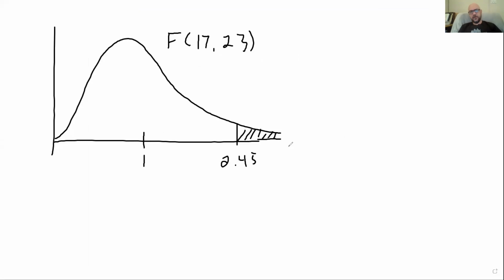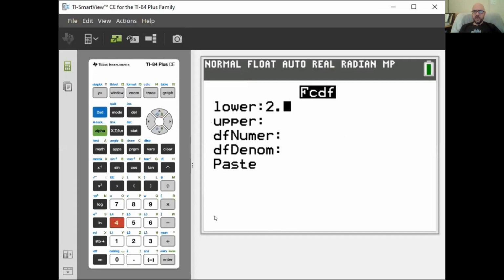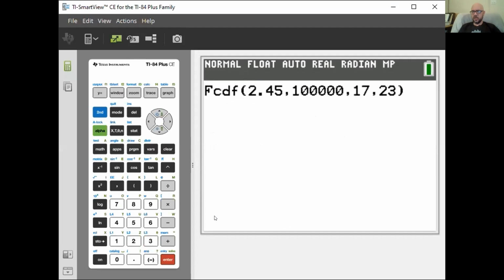And so I am going to do FCDF 2.45 up to infinity with 17 and 23 degrees of freedom. That's it. So we're going to go FCDF 2.45 up to a lot. Degrees of freedom for the numerator is 17, denominator is 23. Paste it in. There you go. 2.3%.